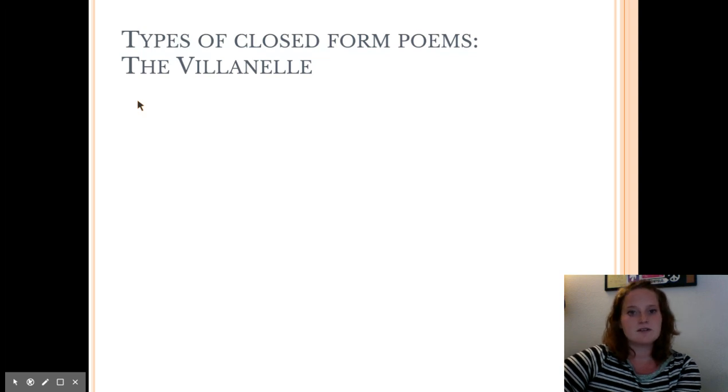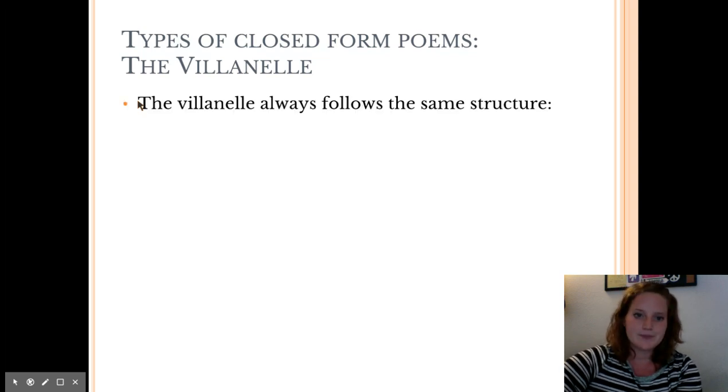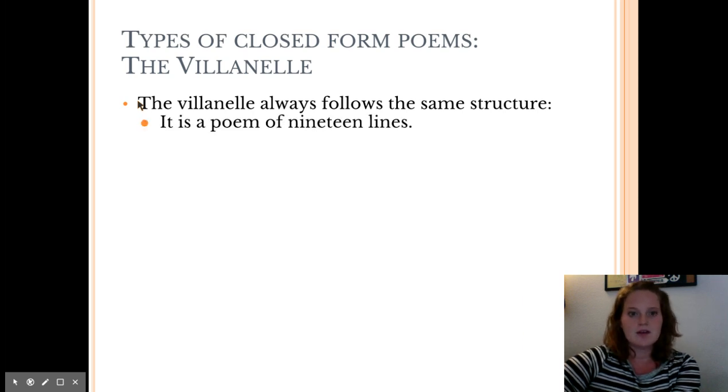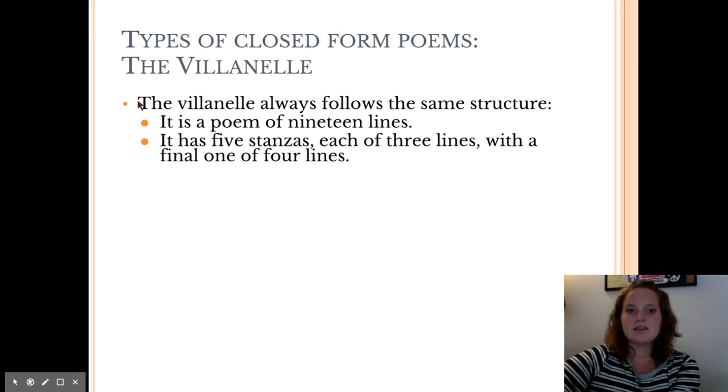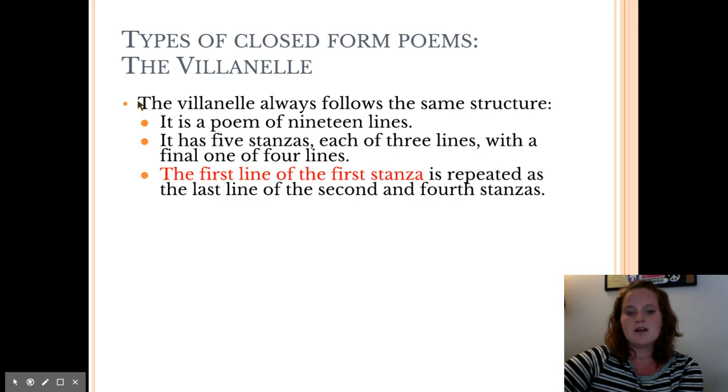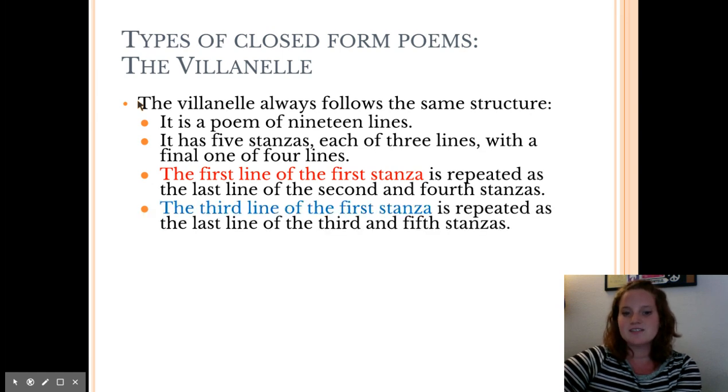Another type of closed form poem is known as a villanelle. A villanelle, just like a sonnet, always follows the same structure. It's 19 lines. Each of those 19 lines are broken down into 5 stanzas, each with 3 lines, and a 6th stanza that's composed of 4 lines. The first line of the first stanza is repeated as the final line in the second and fourth stanzas. The third line, so the last line of the first stanza, is repeated as the last line of stanzas 3 and 5.